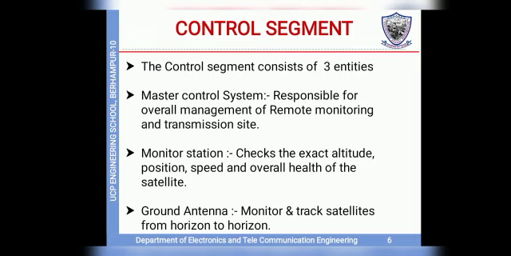Moving on, control segment. The control segment consists of three entities: the master control system, which is responsible for overall management of remote monitoring and transmission sites; the monitor station that checks the exact altitude, position, speed and overall health of the satellites; and the ground antenna that monitors and tracks satellites from horizon to horizon.